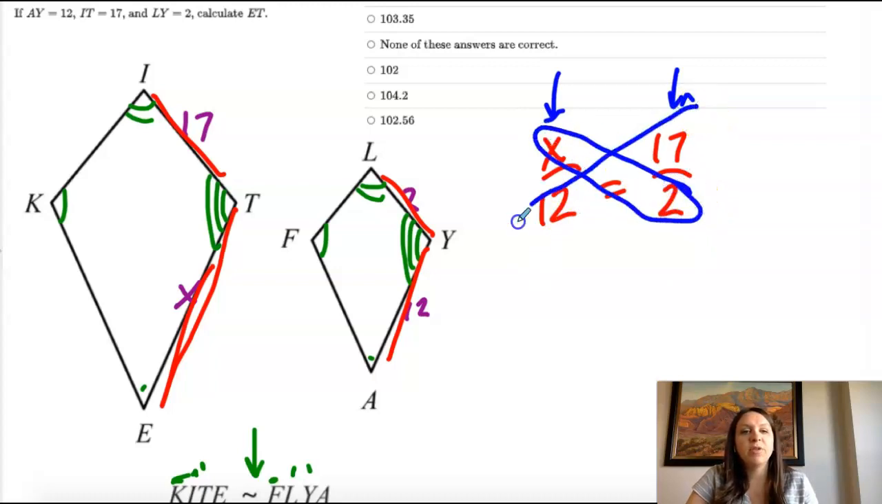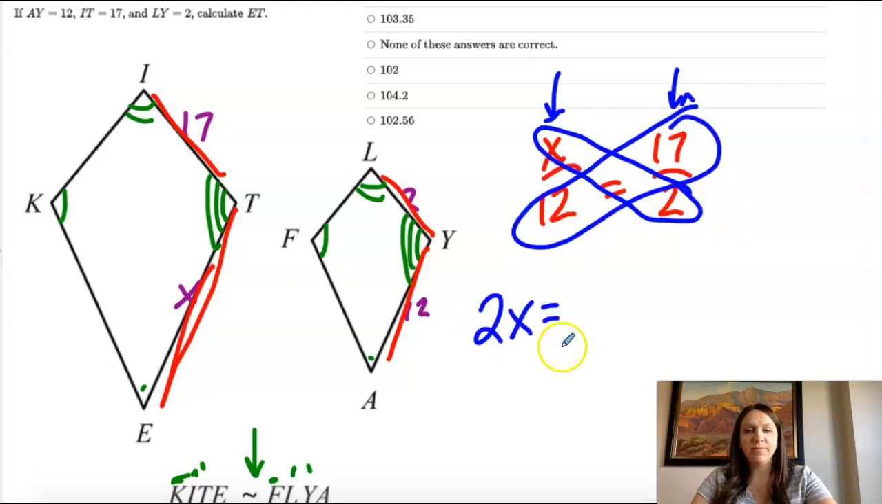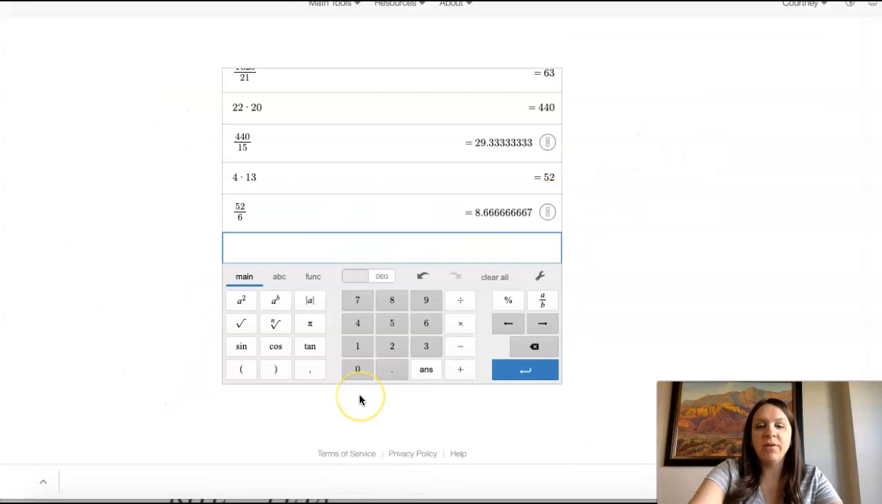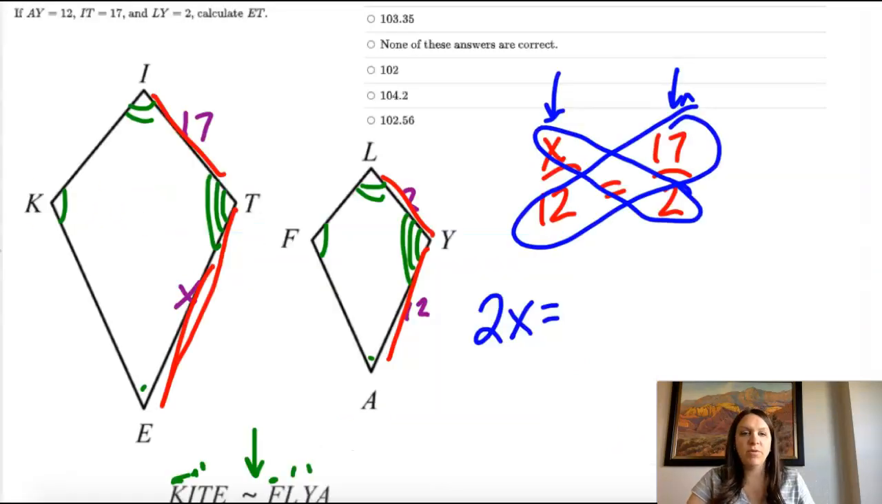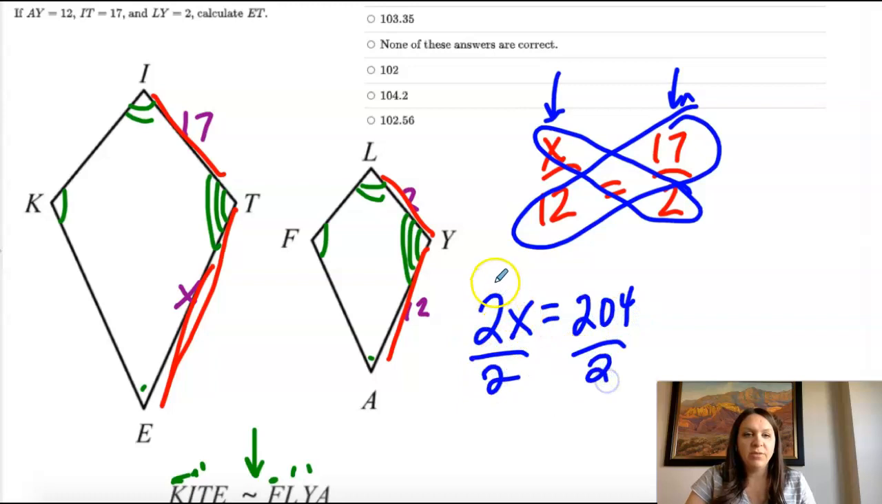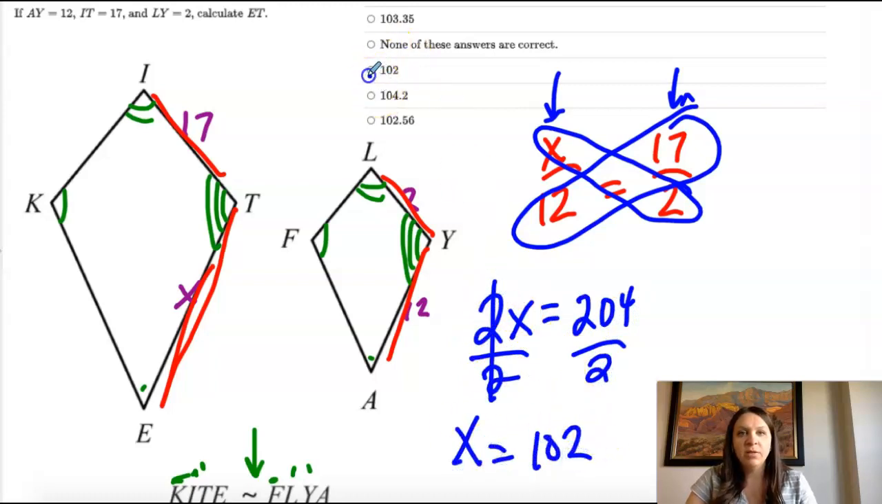So now I'm going to cross multiply. 2x equals 17 times 12. 204. Divide both sides by 2. X equals 102. Right here.